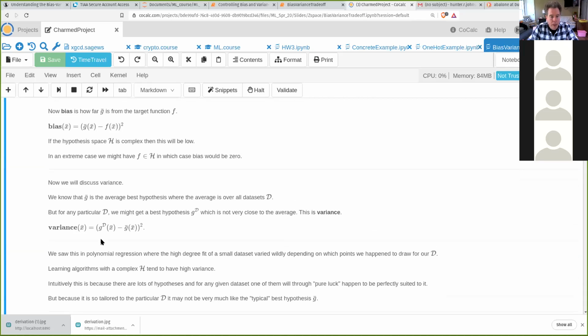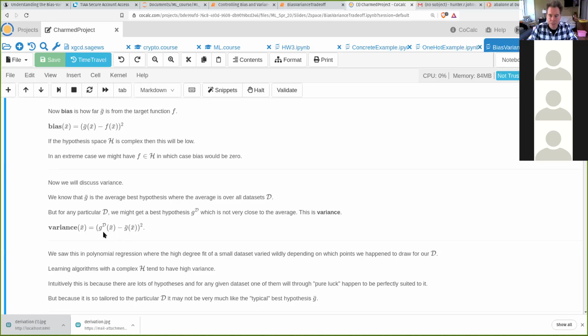So variance, notice that this has nothing to do with F. Before, we talked about it as sensitive dependence on the training data, and that's what this expression is saying too. It's the average squared distance between the best hypothesis for a training set and the average best hypothesis.